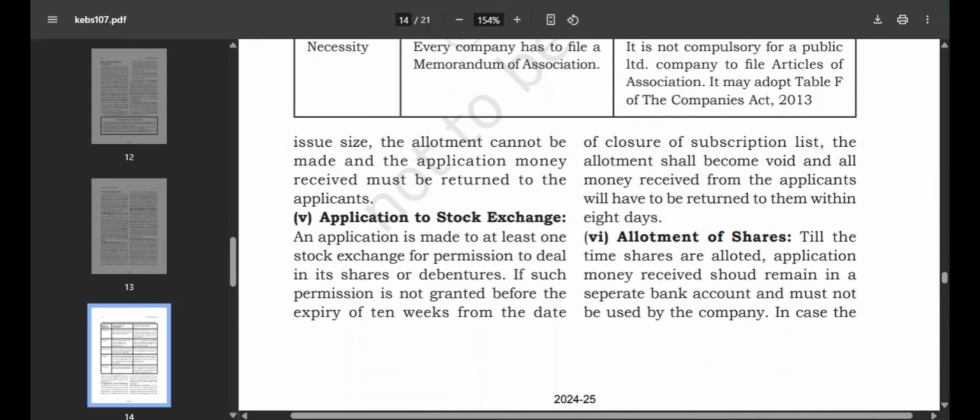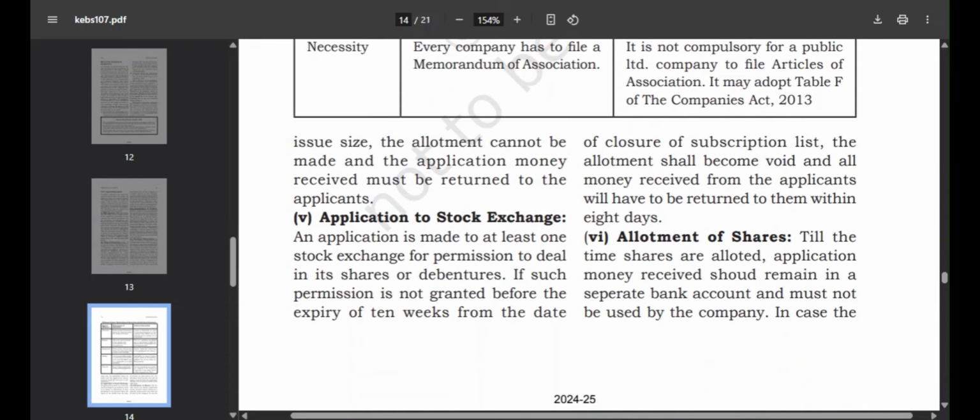Fifth step is application to stock exchange. An application is made to at least one stock exchange for permission to deal in its shares or debentures. If such permission is not granted before expiry of 10 weeks from the date of closure of subscription, the allotment becomes void, meaning it becomes nil, and all money received from the applicants has to be returned to them within 8 days.